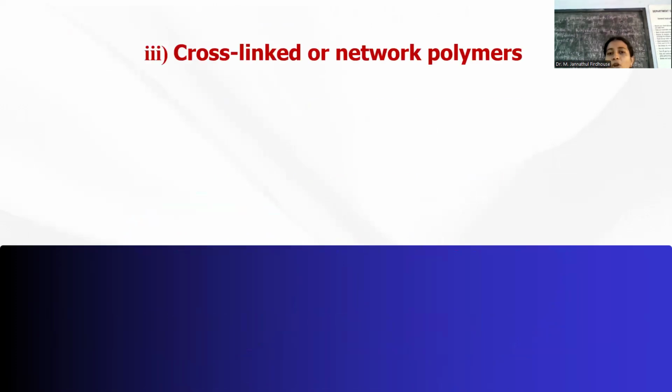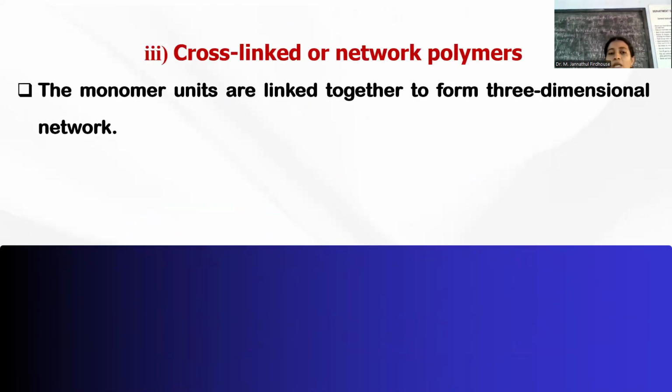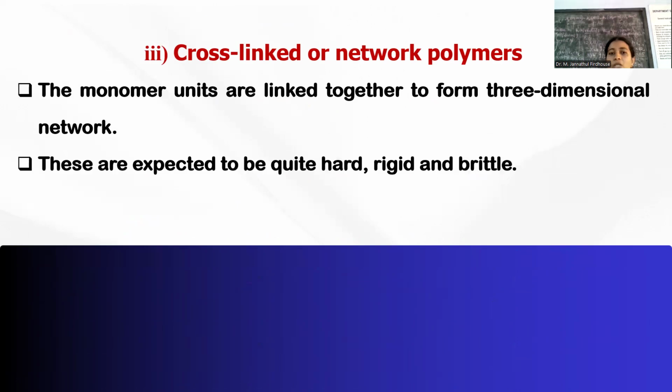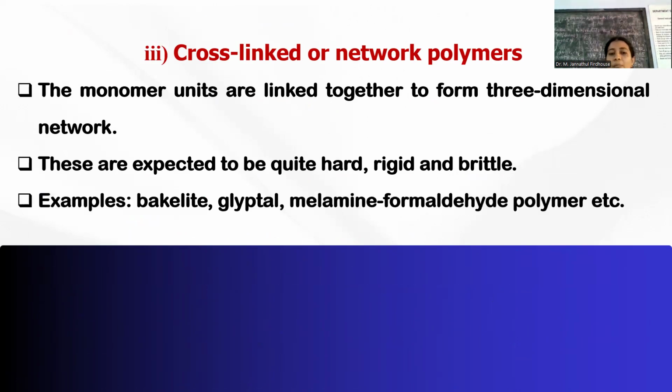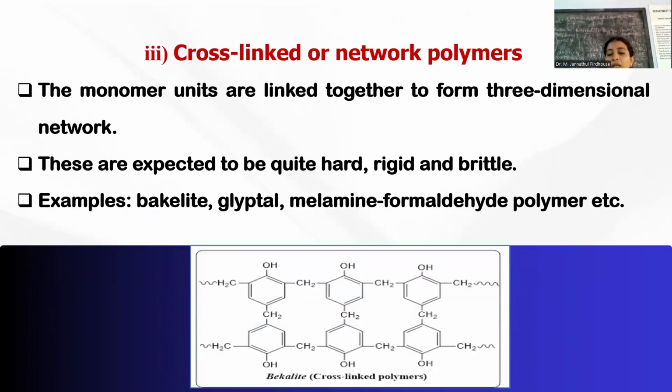The next one will be cross-linked or network polymers. The monomer units are linked together to form a three-dimensional or network-like structure, so they will be classified as cross-linked or network polymers. These are expected to be quite hard, rigid, and brittle. Example, bakelite, melamine formaldehyde polymer, etc. So this is the structure of bakelite, which is an example for cross-linked polymers.